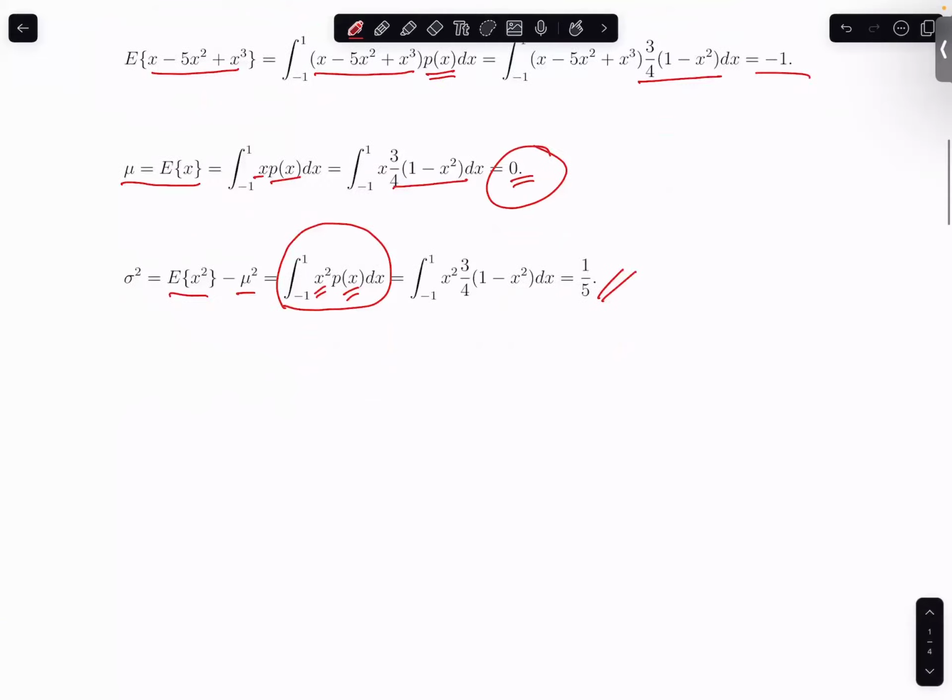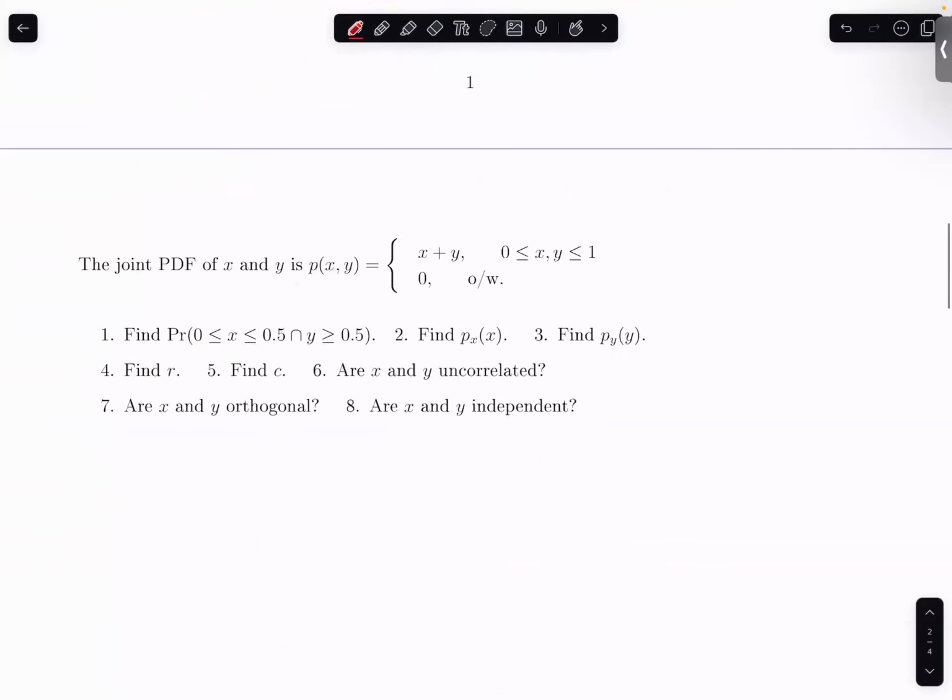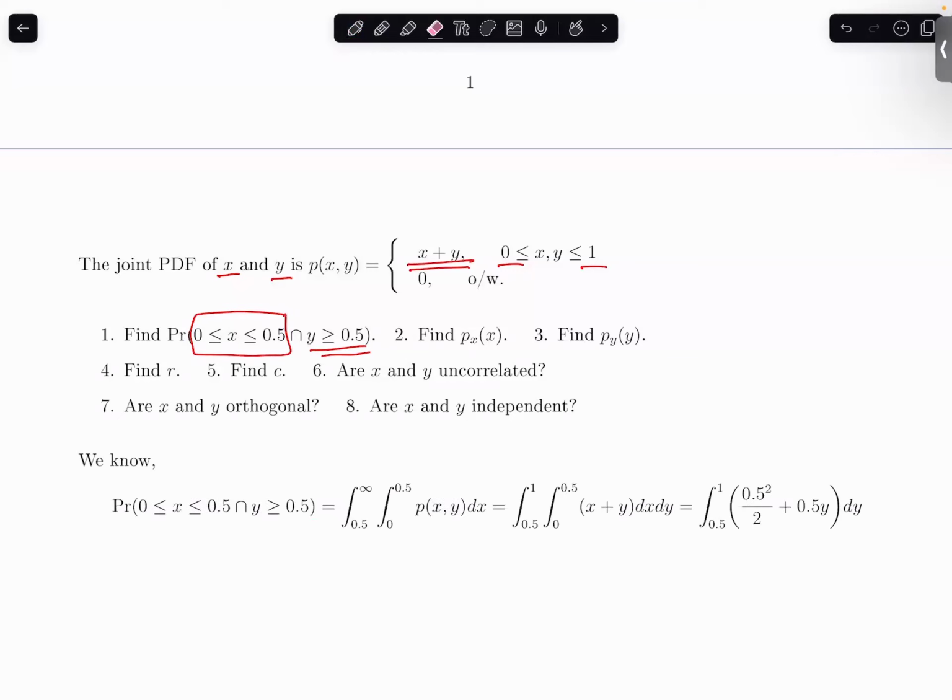Now, in the next problem, what we're going to have is two random variables, x and y, and their joint PDF is given. It is x plus y, and the range for x is 0 to 1, and the range for y is also 0 to 1. And the first thing we'd like to find is the probability that x will be in the range 0 to 0.5, and at the same time, y is greater than or equal to 0.5. So we can write it as this probability in terms of the joint PDF as this.